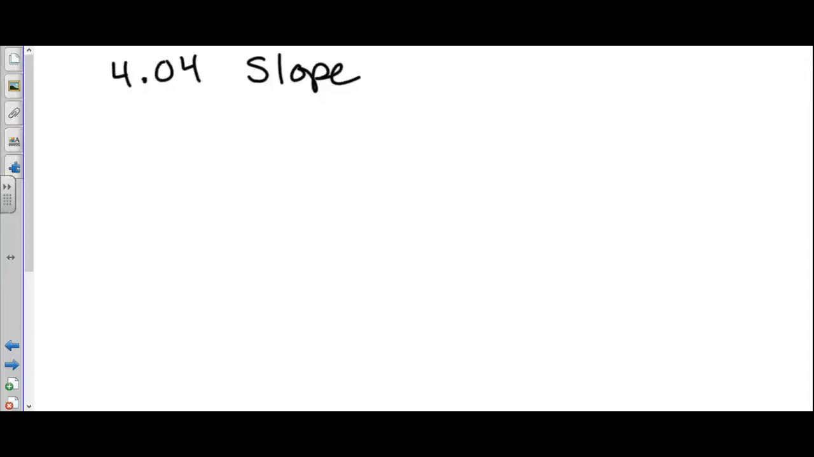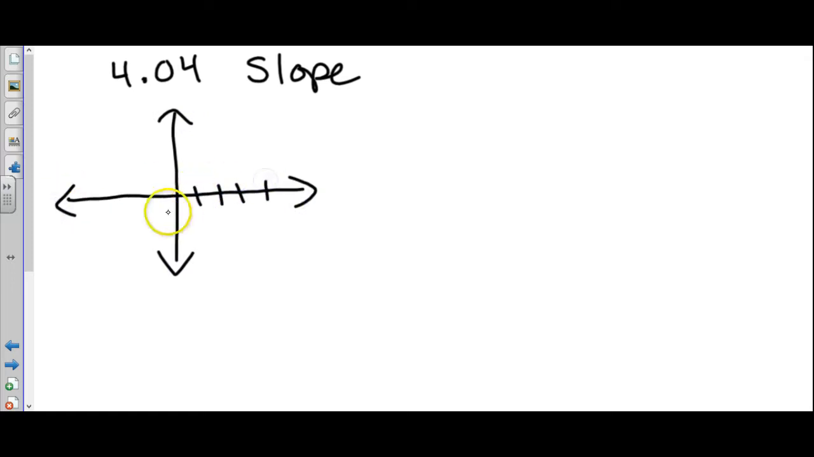This video will be on section 4.4, slope. So when we are looking at slope, slope has to do with our linear equations. And our basic form of slope is just to find the slope when we have a graph. So you've all seen things that slope.